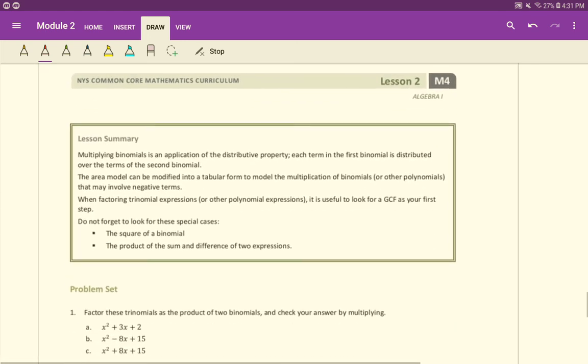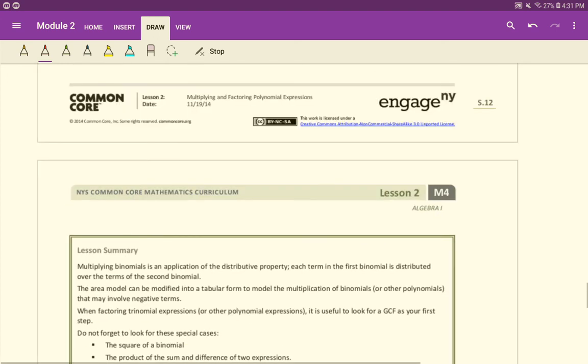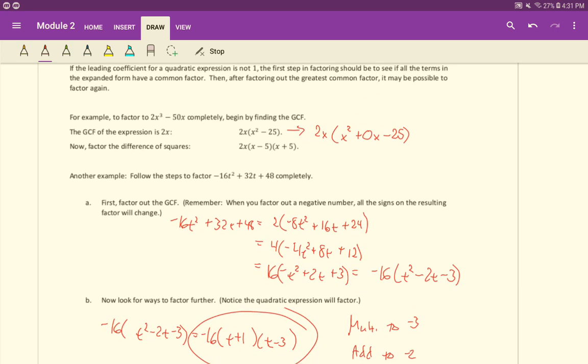Okay, so here's a lesson summary. Multiplying binomials, which is what we did at the very start in the first video, is an application of the distributive property. Each term in the first binomial is distributed over the terms of the second binomial, right? Or you can use the table method in that case too. When factoring trinomial expressions, which is what we just did, it is useful to look for a GCF as your first step. And then don't forget about the special cases we talked about, squaring a binomial and the product of the sum and difference of two expressions. But again, you'll be able to use these strategies that we just talked about to help you with some of that factoring too.